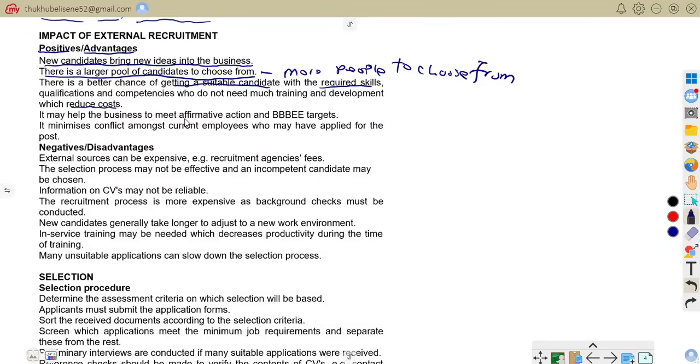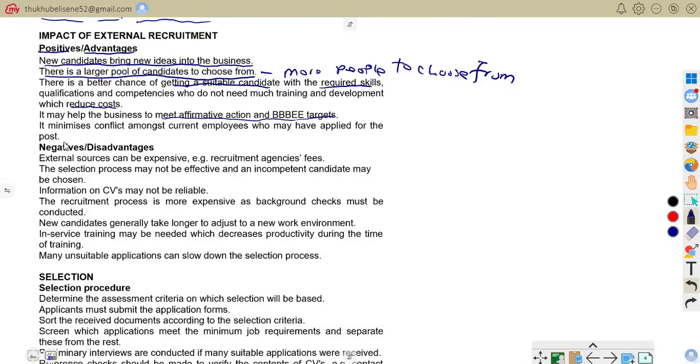It may help the business to meet affirmative action or BBBEE targets. So it allows the business to diversify its workforce. Example, hiring from underrepresented groups to meet compliance.